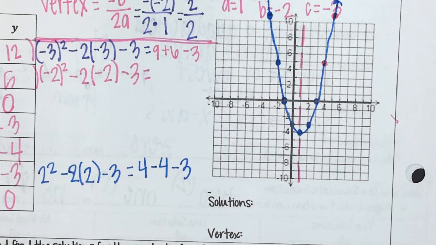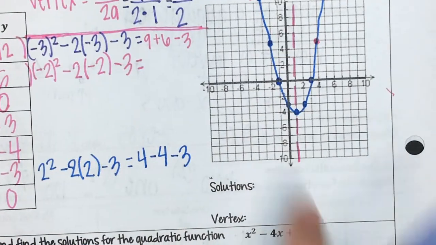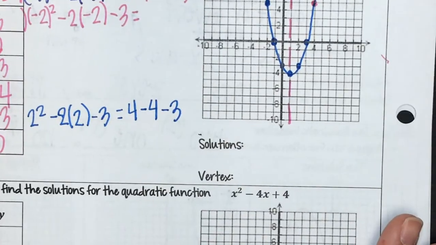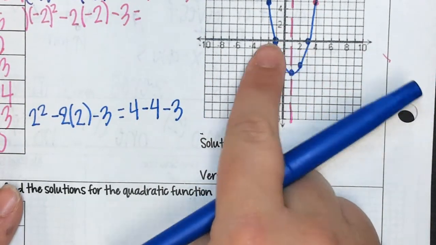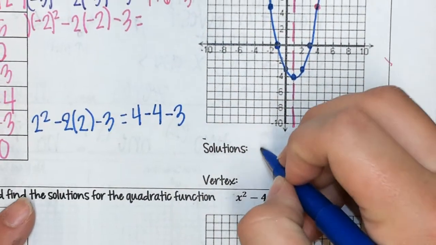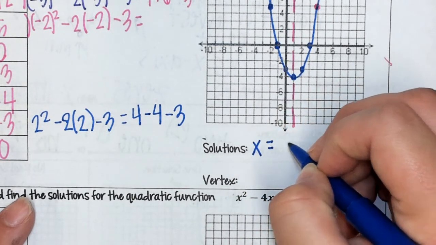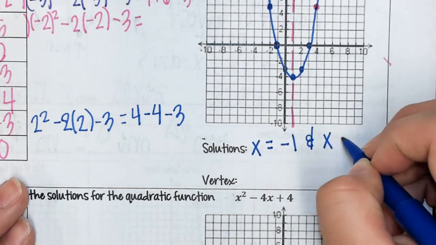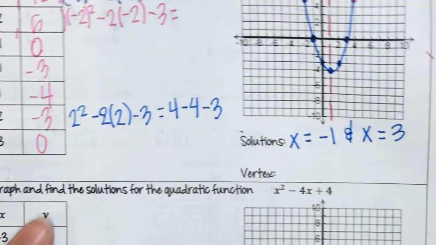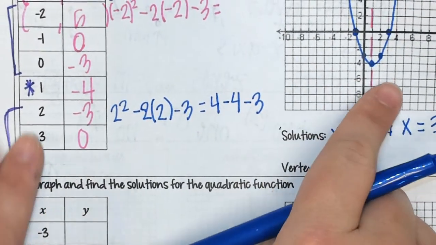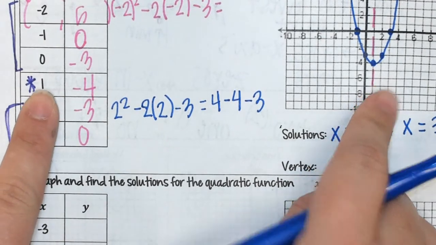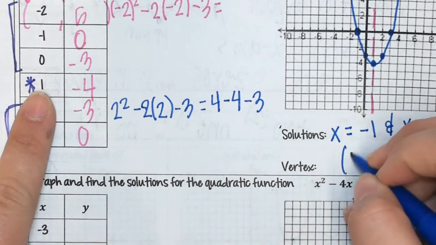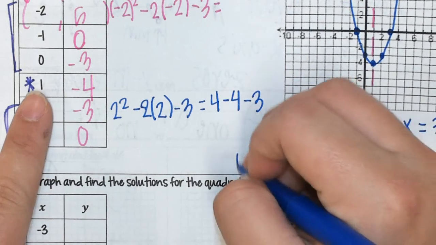Okay, so now, how many solutions do we have? 2, because it crosses the x-axis twice. So one of them is at -1, right? And the other one is at what? 3. And your vertex, you can look right here, or you can know that we already know this is the vertex. So 1, -4, and you're right, it is a minimum. Good job.